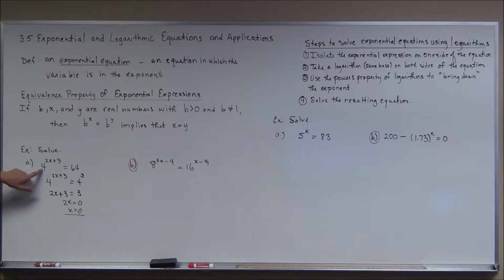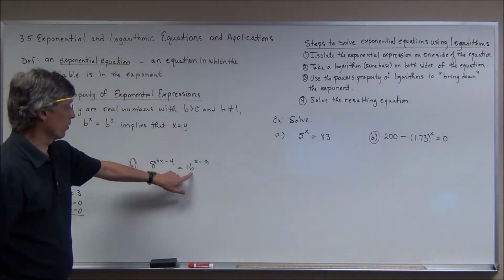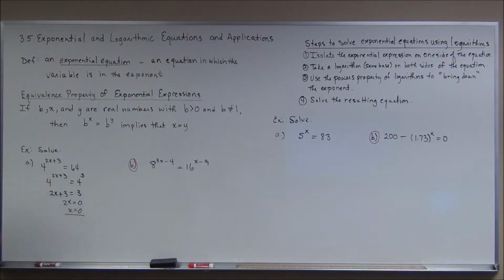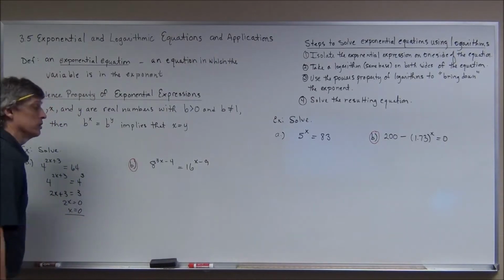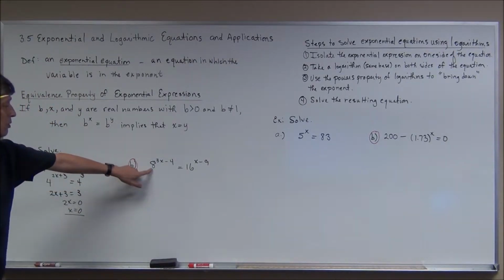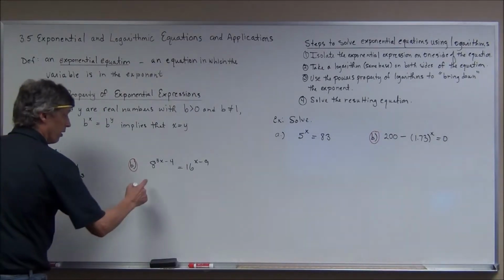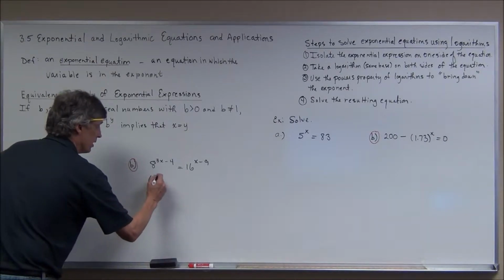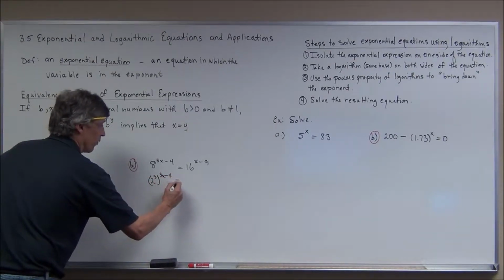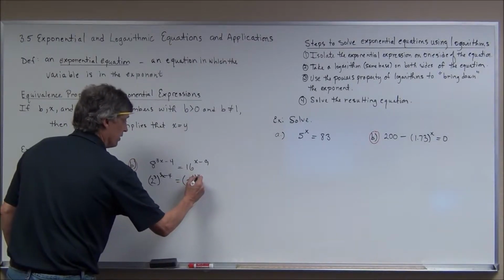So that one was kind of nice because 64 is a power of 4. Now over here, 16 is not a power of 8, 8 is not a power of 16. It's not going to be quite as convenient as this last example, but I know that 8 and 16 are both powers of 2. 8 is 2 times 2 times 2, or 2 to the third, and 16 is 2 times 2 times 2 times 2, 2 to the fourth. So I'm going to replace the 8 with 2 to the third power, and that's raised to 3x minus 4, and I'm going to replace the 16 with 2 to the fourth power, and that's to the x minus 9th power.